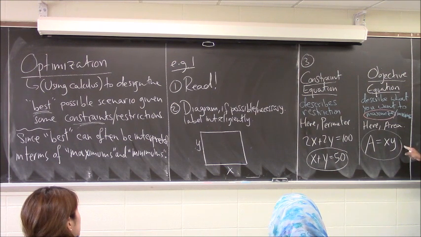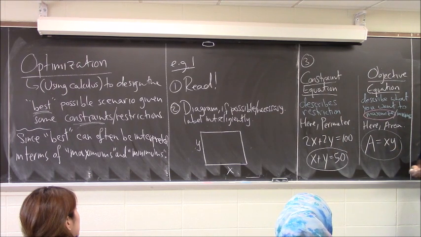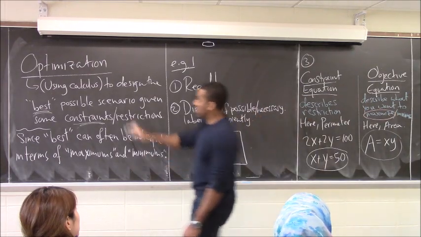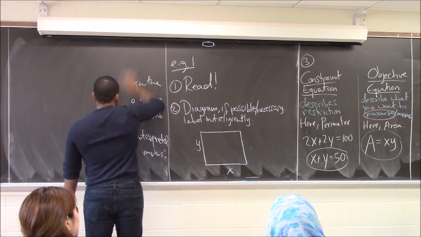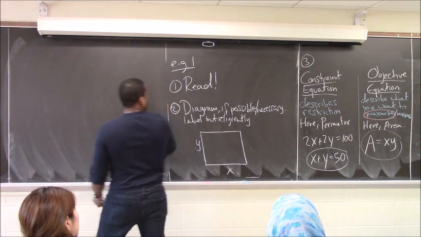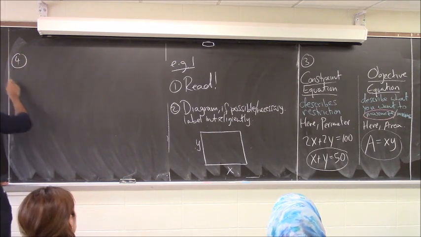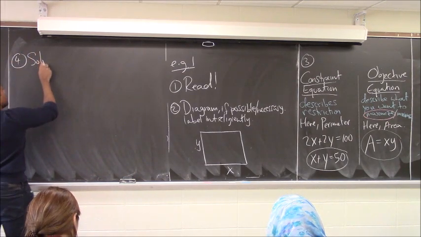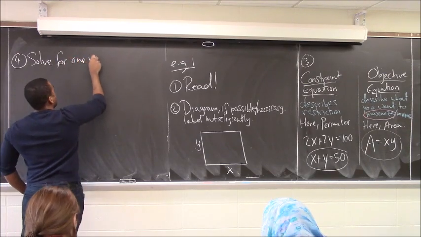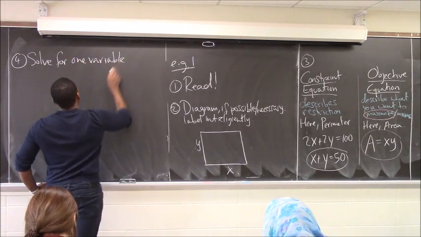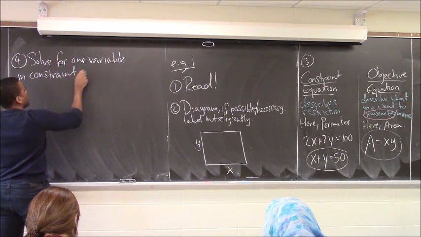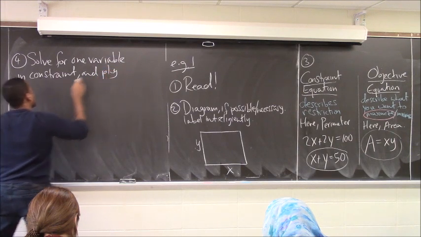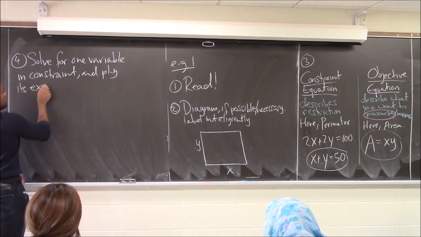Now, the issue with us is we are in Calc 1, not multivariable calculus, so dealing with a function with two variables is difficult. And so what we want to do for the next step is to eliminate one of the variables in the function that we care about. That brings us to step 4. We will always solve for one variable in the constraint equation and plug its expression into the objective equation.